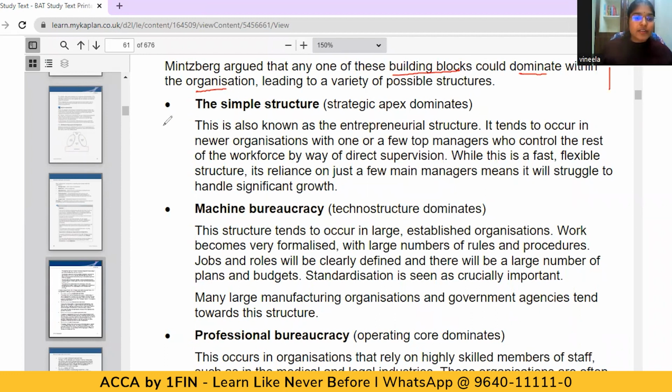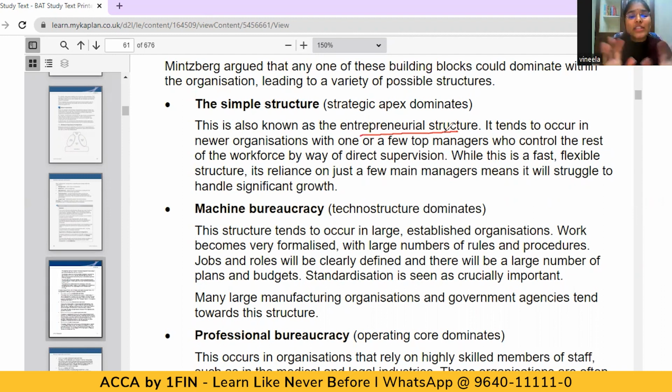Yes, the first one. As the first one, the top level is your strategic apex. Generally, this is a normal set of organization where the strategic apex, or board of directors, or senior level people will dominate the organization. So if the strategic apex dominates, you will call it a simple structure. You will see this structure where generally strategic apex people dominate. That simple structure can also be called an entrepreneurial structure, where the organization is a very small organization.